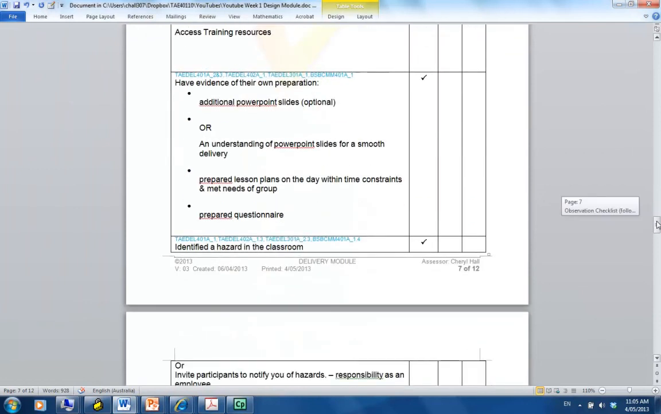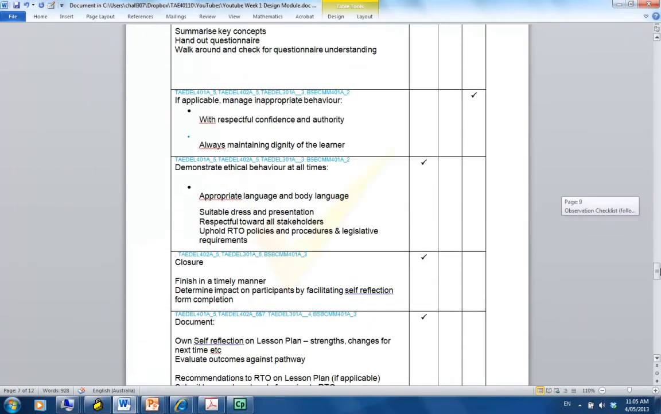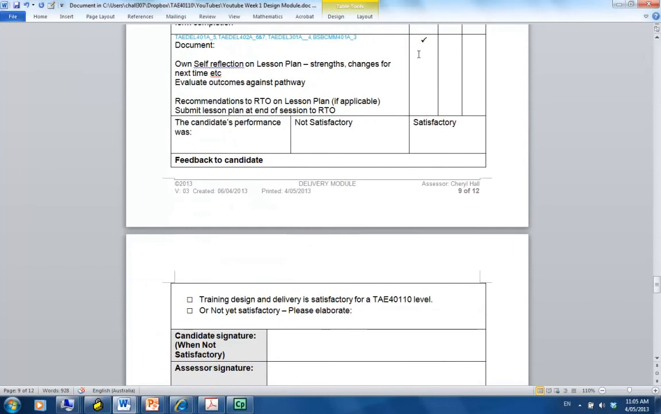And then right at the end, based on the fact that they have got yes or not applicable, that there's no no's in there, you can mark them satisfactory.